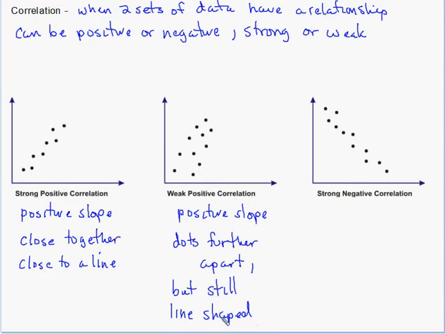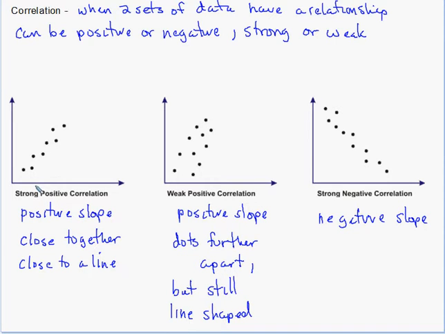The next one is going the opposite way. So we have a negative slope, because they're going down. But the dots are together, so it's strong. If it's starting low and going up, it's positive, but if it's starting from high and going down, it's negative.